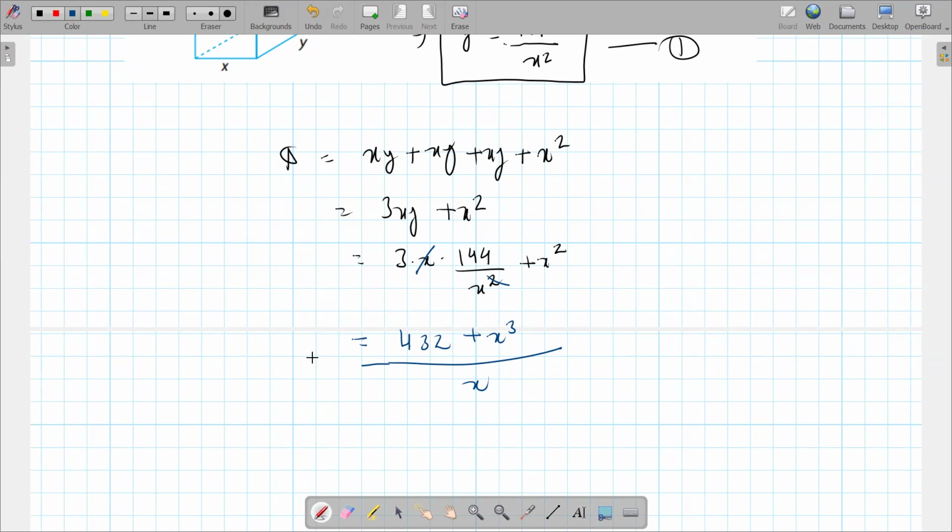You set it to 0? No, not A. The slope will be 0. So you set the slope of A to 0. What's the slope of A? The first derivative, A prime. So you want to set A prime equal to 0.